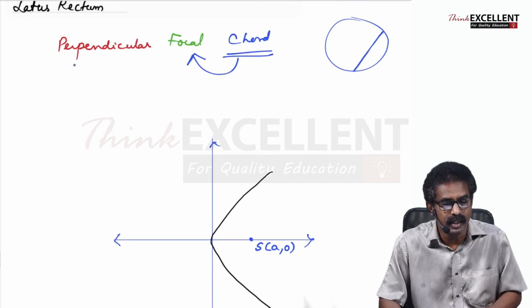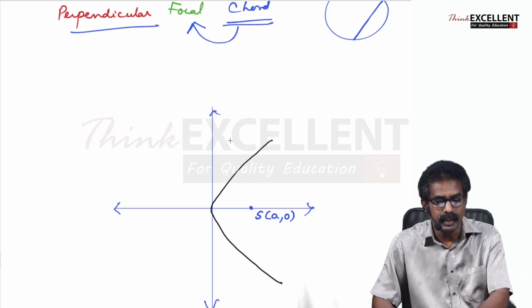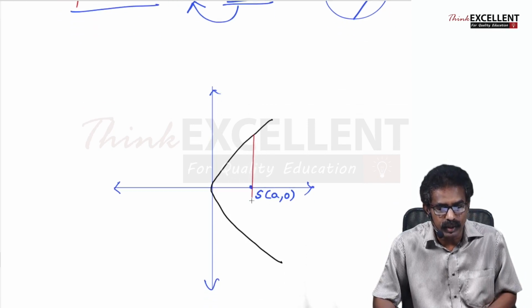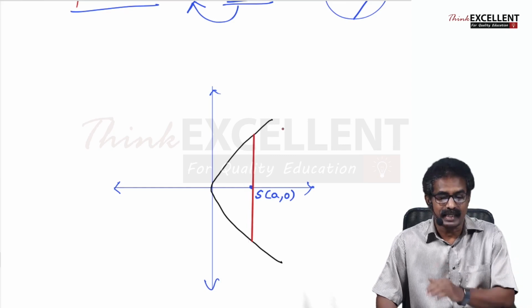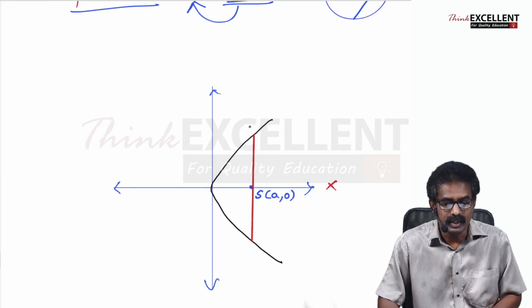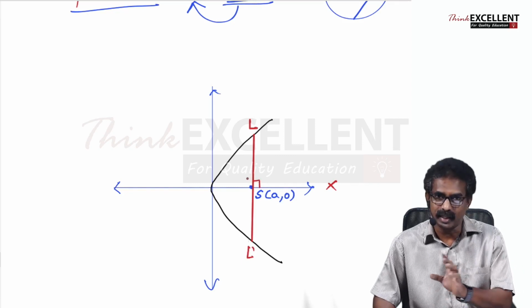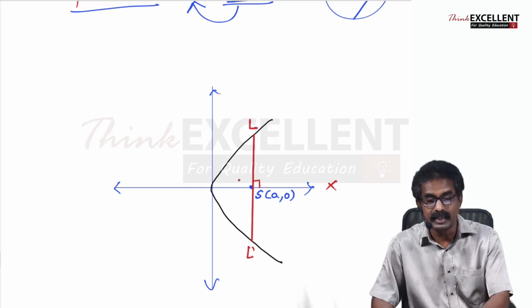What is the next condition? The previous word you see, perpendicular focal chord. So it is a chord passing through the focus, and also it is perpendicular. That means it is perpendicular to the axis. The axis is the x-axis. So this line is called latus rectum. It's a chord passing through the focus, also perpendicular, and we denote it as LL'.